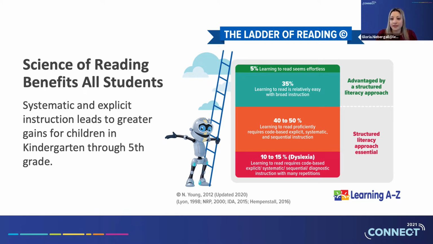What happens more often, and as you can see from the statistic provided here, 40 to 50% of students actually learn to read proficiently by having a code-based, explicit, systematic, and sequential instructional approach. Science of reading truly does benefit all students. Systematic and explicit instruction leads to greater gains for children in kindergarten through 5th grade. And our ladder of reading here just helps to, again, highlight that for us.